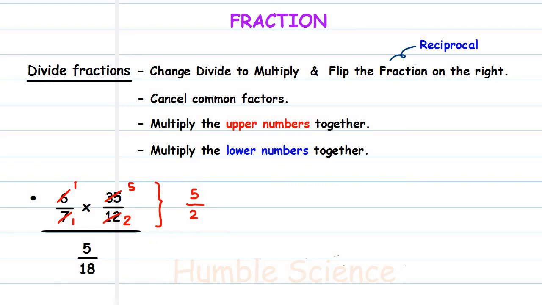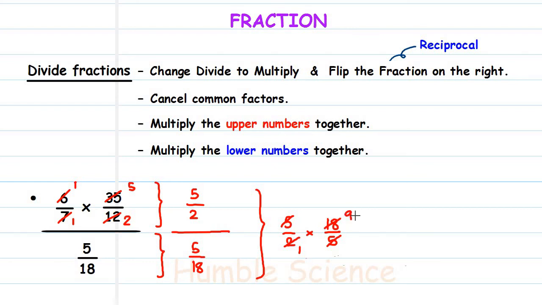And for the lower part, it is still 5 over 18. And the division is still there. So we can get 5 over 2 multiply 18 over 5. Since now it's multiplication, we can cancel out the common factors. 5 and 5 can be cancelled out here. And now the lower number 2 and the upper number 18, they also share a common factor, which is 2. 18 divided by 2 is 9. So the answer here is 9.